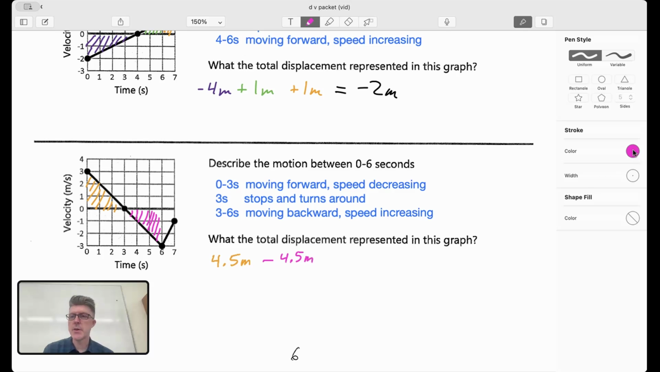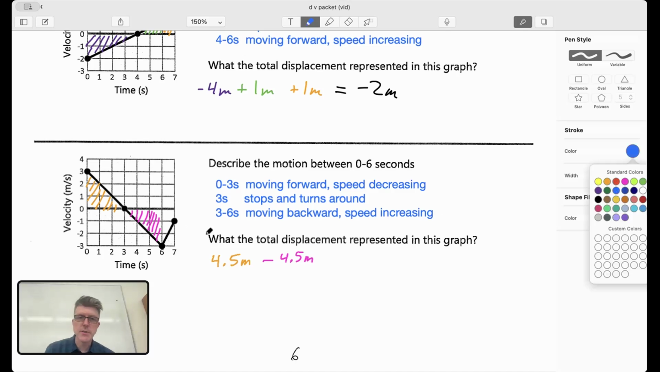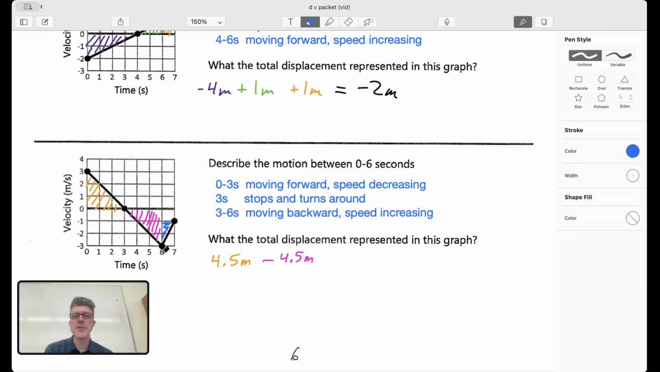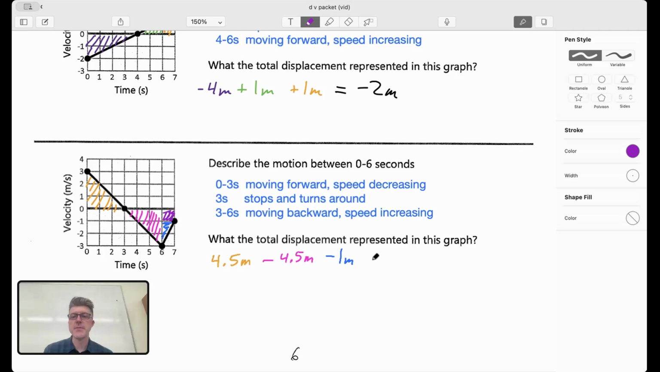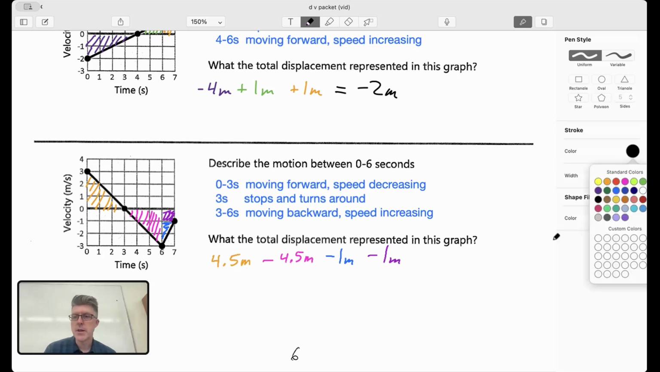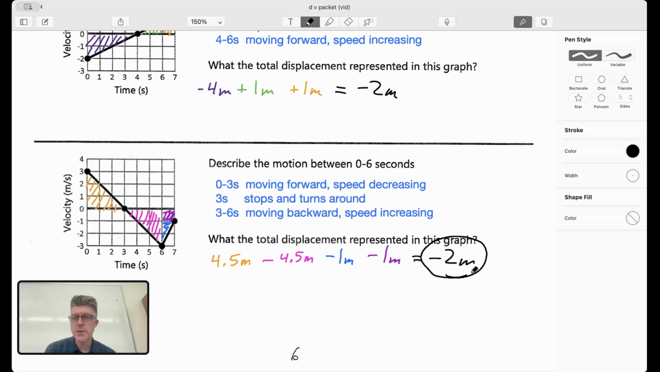And then it looks like we have a little bit more here. Maybe we'll have to do like a little blue here. Let's do that. That's half of 2, which is 1, minus 1, because it's still negative. And then we have another little guy here that looks like another 1 here. Another 1. Okay, all of that, minus 1 meter. So it looks like we have the 4.5 and negative 4.5 cancel out. We have minus 1, minus 1. So the total ends up being -2 meters. That's our answer for the whole thing, -2 meters.